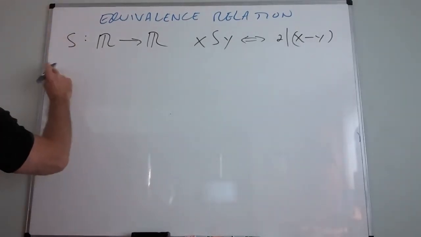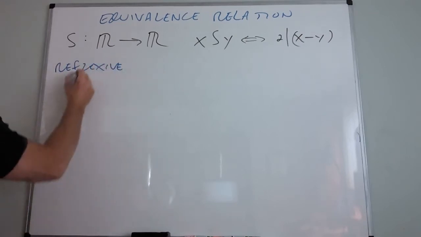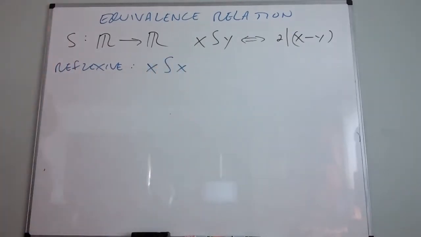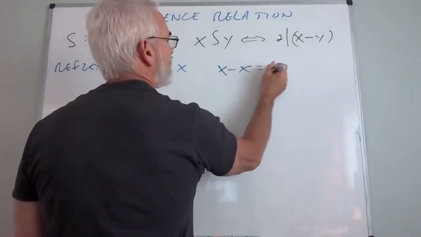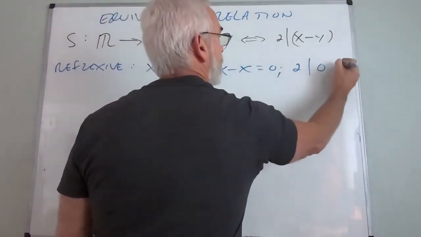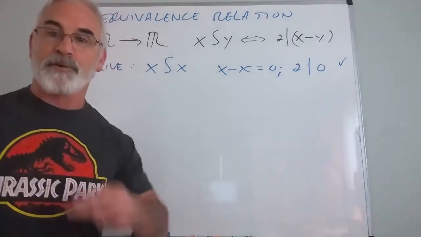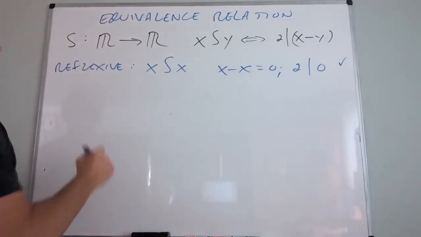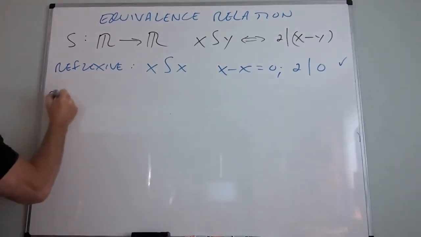Okay, so let's start with reflexive. Question: is X related to X? Well, X minus X is 0, and 2 divides 0 is a true statement, isn't it? Sometimes we get confused. 0 doesn't divide any number, but all numbers divide 0. Remember, because that means 0 is on top, in case we forgot what that means. So is it true? Yes. This relation is reflexive. How about symmetric?